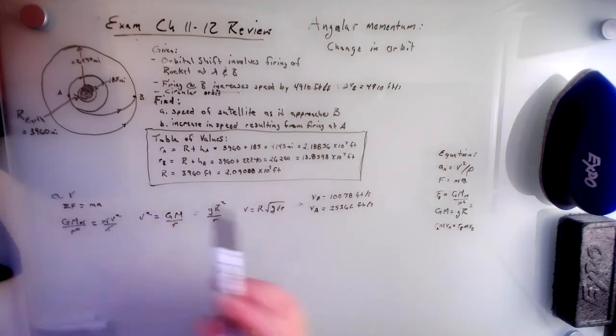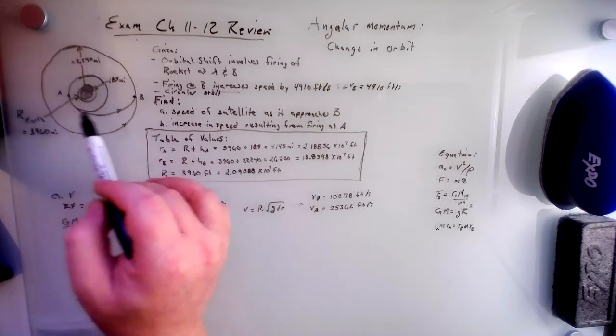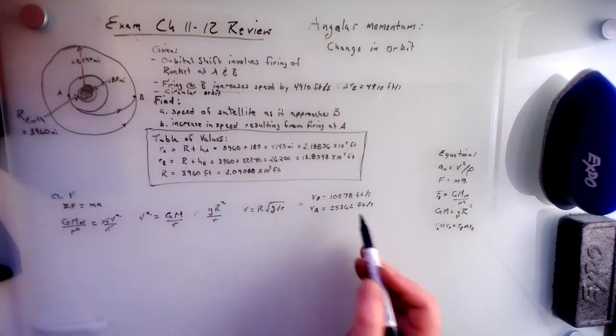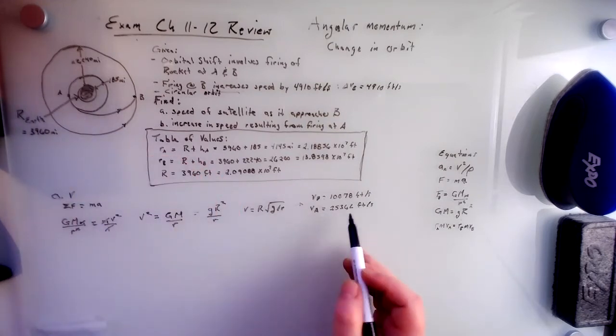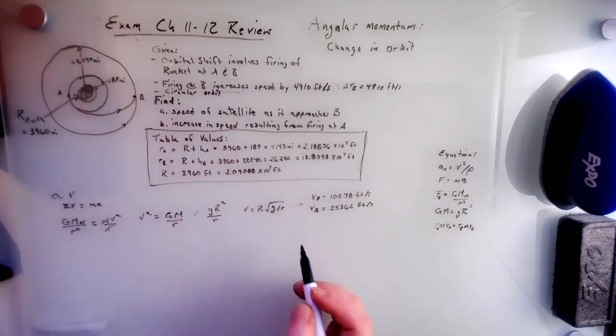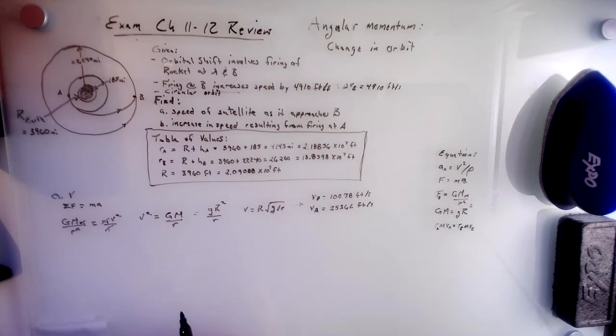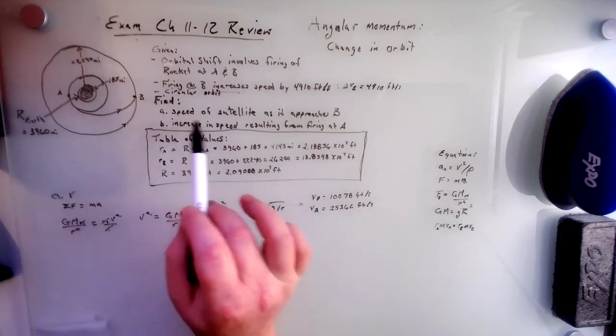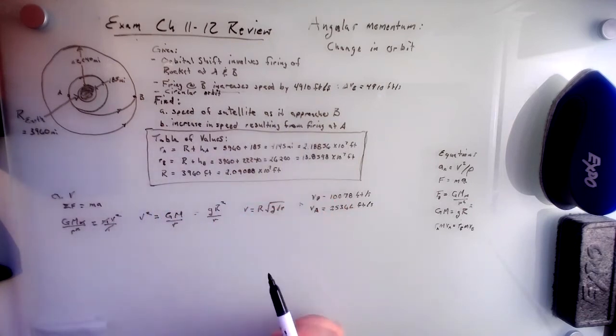So when the satellite is orbiting at A, it is going this fast, really fast. What is that? That is 5 miles per second. Out here, it's roughly 2 miles per second. Awesome. Okay, so what do we want here? We want the speed of the satellite as it approaches B.